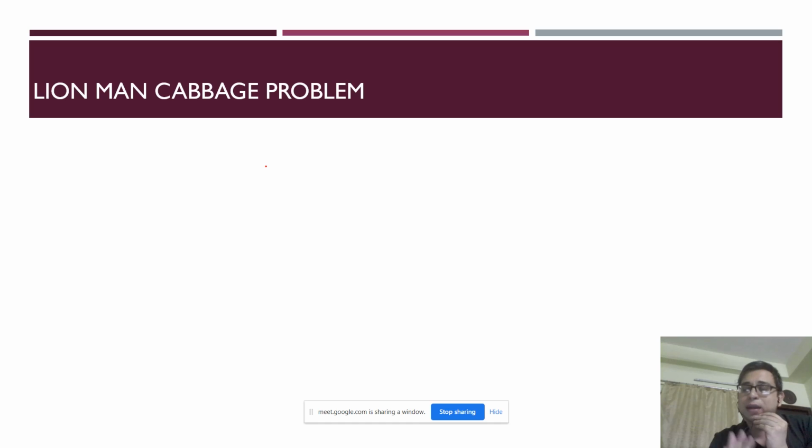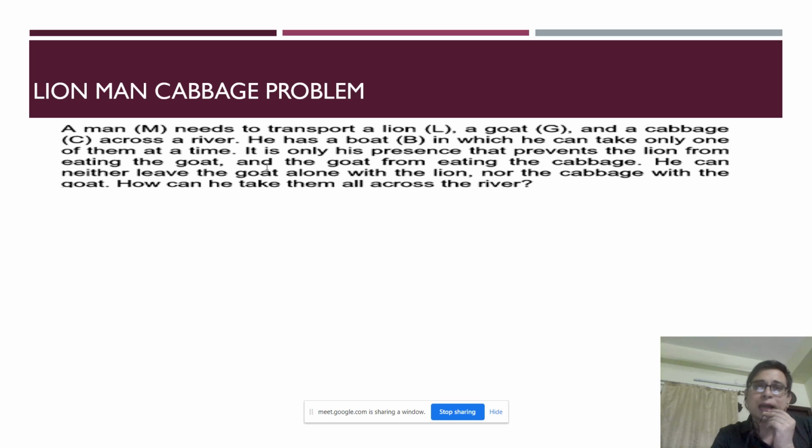Okay, now let's look at this problem. This is called the lion man cabbage problem. So AI has always been fascinated with games. AI has always been fascinated with puzzles. So this is a puzzle you all might have known. Here what you need to do is transport a lion, a goat, and a cabbage across a river. Okay, so there is a river.